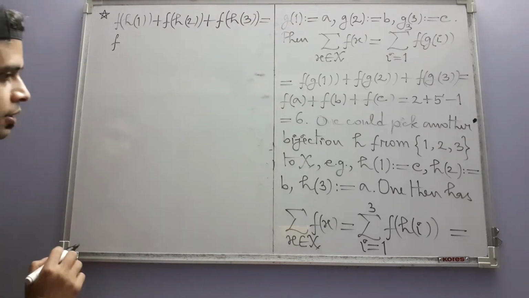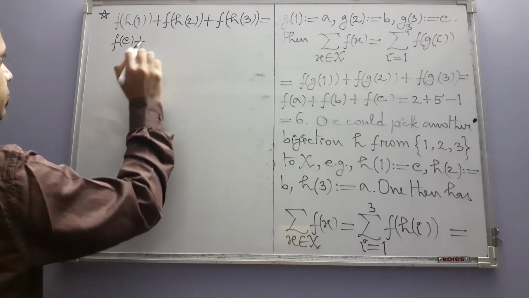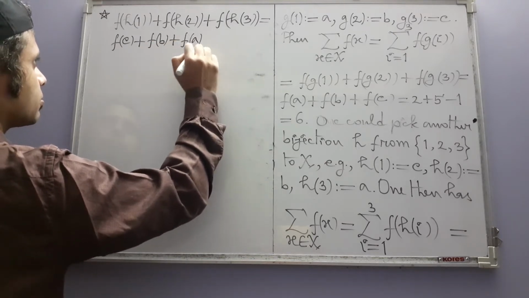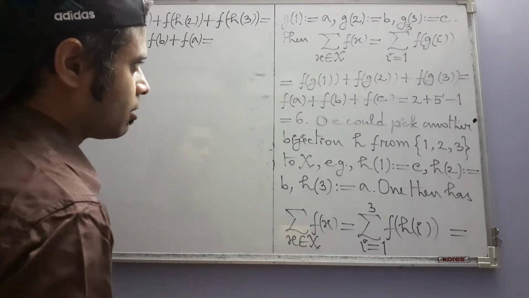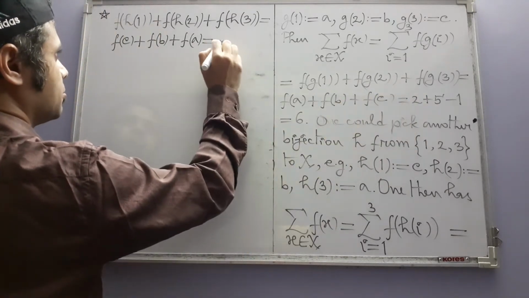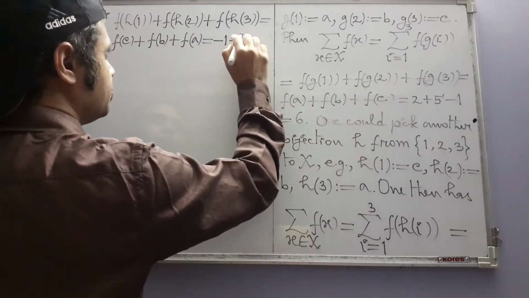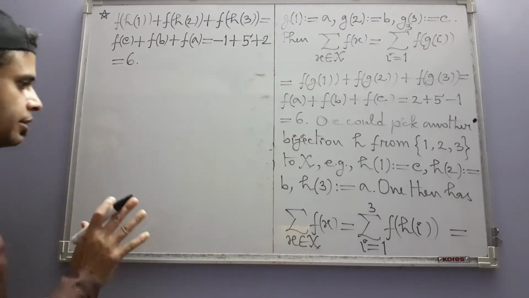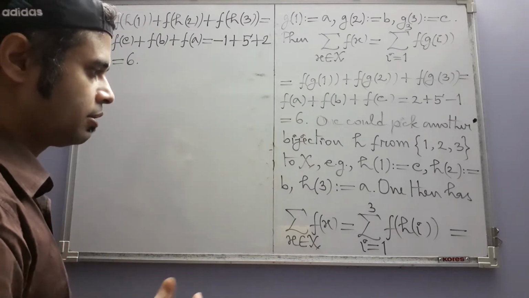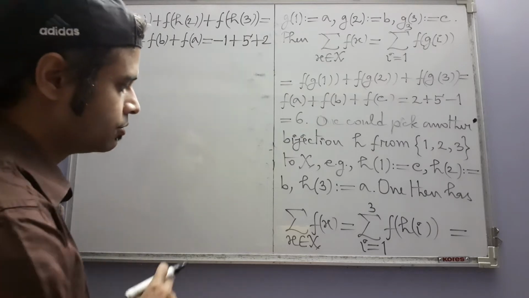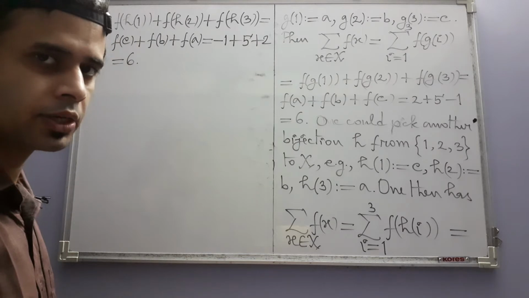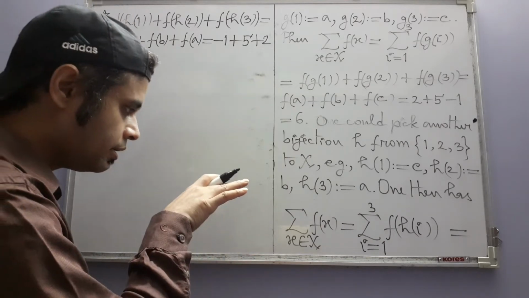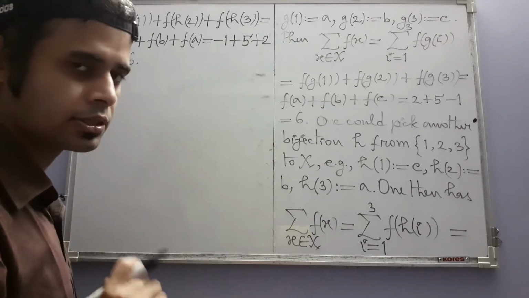That now becomes h of 1 is c, so f of c, plus h of 2 is b, and this is a. And we already know that f of c is minus 1, f of b is 5, and f of a is 2. So we do get the same sum, 6. But this is only for this particular example, and only for these two particular bijections. Only in this particular case can we say that yes, the results are the same.